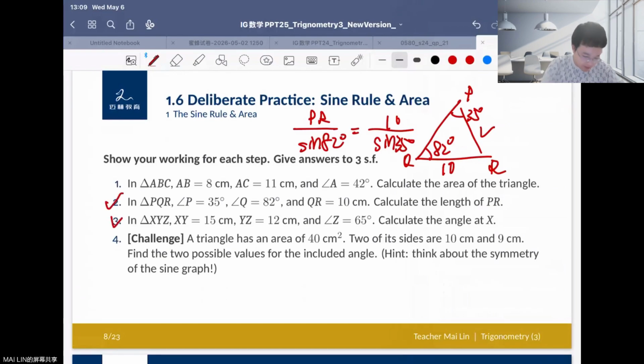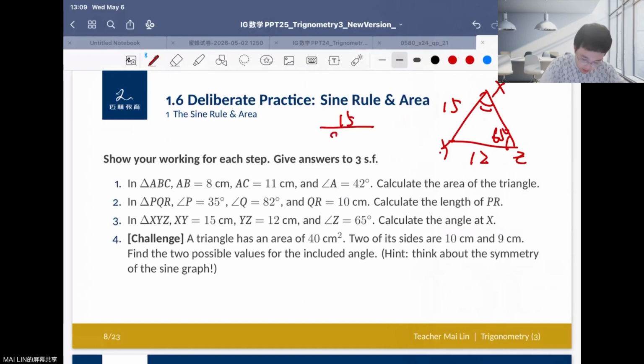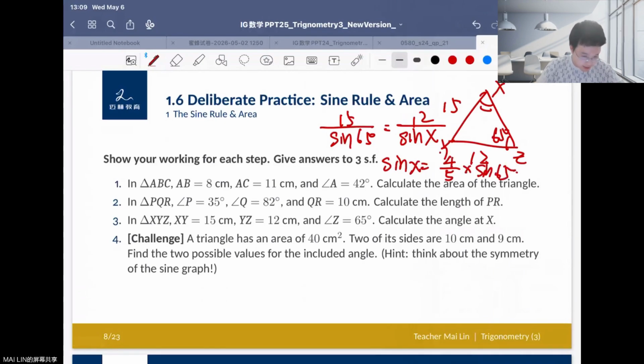And for problem 3, in triangle XYZ, you can draw this triangle: XY equals 15 centimeters, YZ equals 12, and angle Z equals 65 degrees. If you want to find the angle X, you can also use the sine rule. That is 15 over sine 65 degrees equals 12 over sine X. So then sine X equals 4 over 5 times sine 65 degrees. That is it.